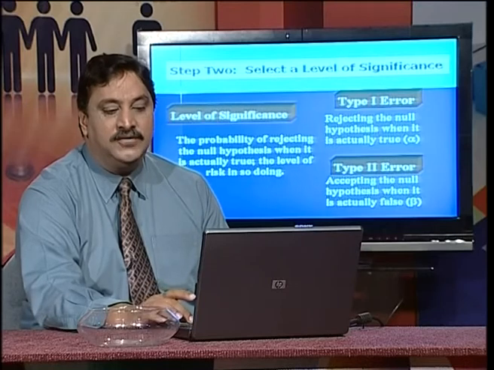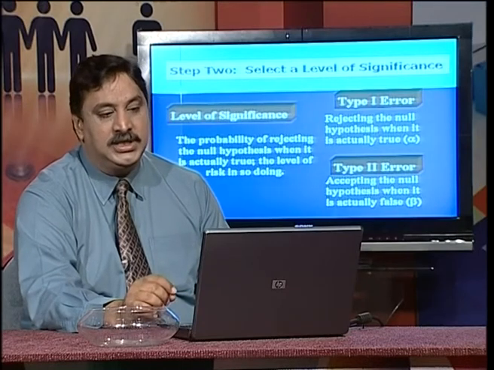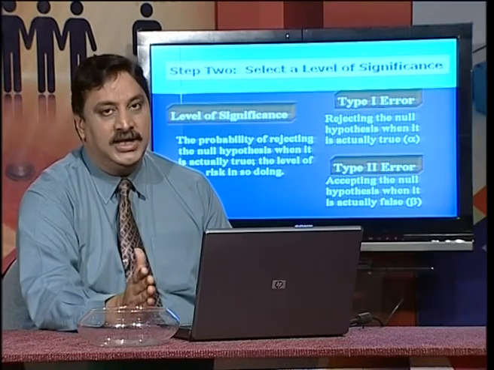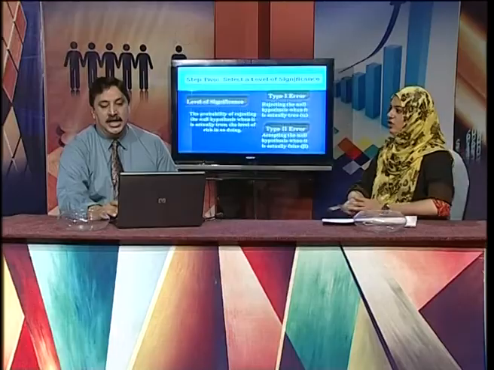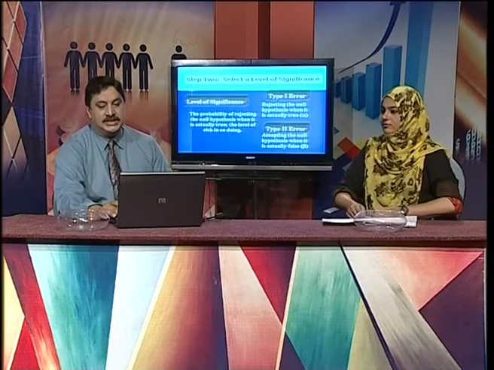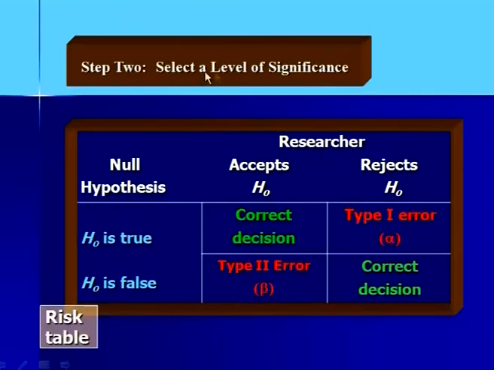And generally for the level of significance we use the type 1 error, because it is rejecting the null hypothesis when it is actually true. The concept is very similar. And this is the table we show here. On the row side, the null hypothesis H0 is true, and the researcher accepts it. The correct decision is when H0 is true and we accept H0. This is the correct decision in testing of hypothesis.